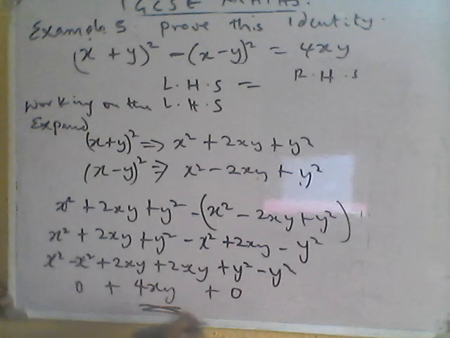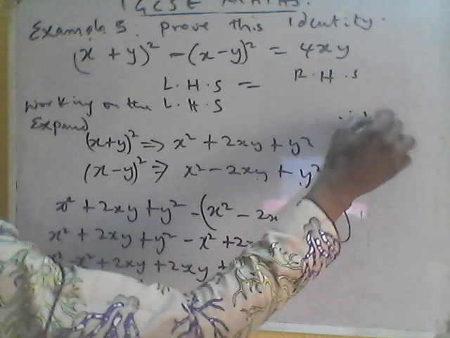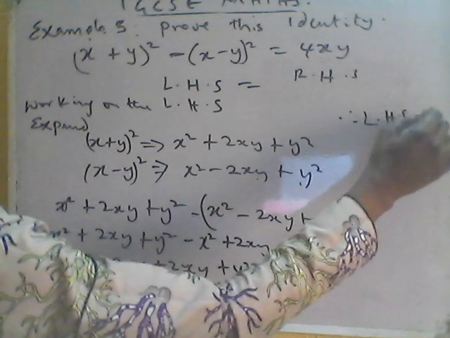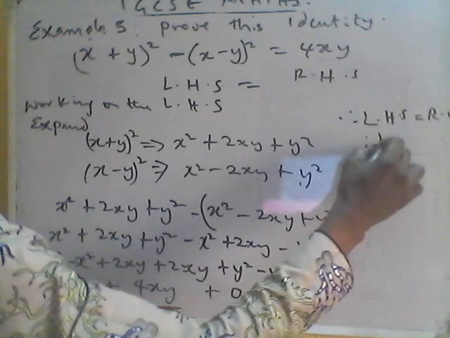And this is also equal. This is left hand side. It's also equal to the right hand side. This is the right hand side. So therefore, LHS is equal to RHS. Identity is verified.